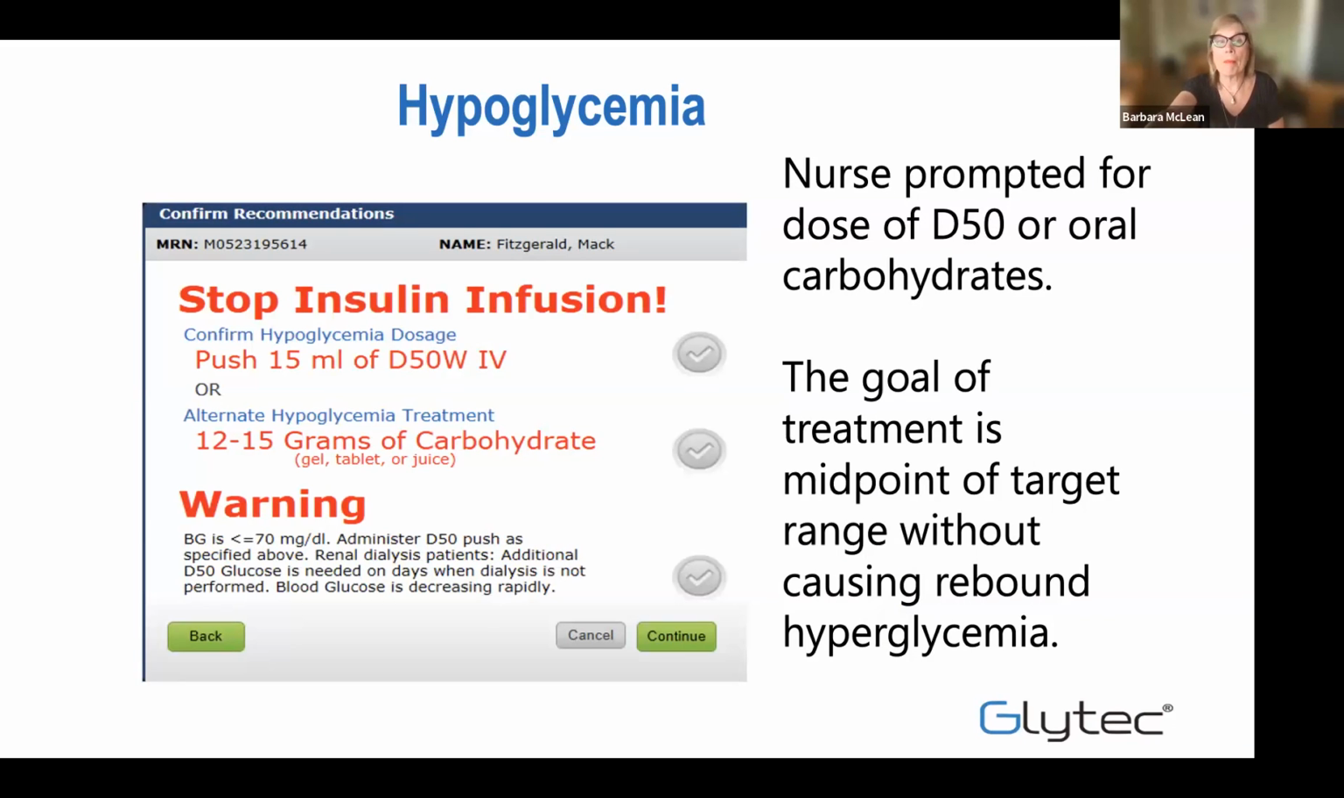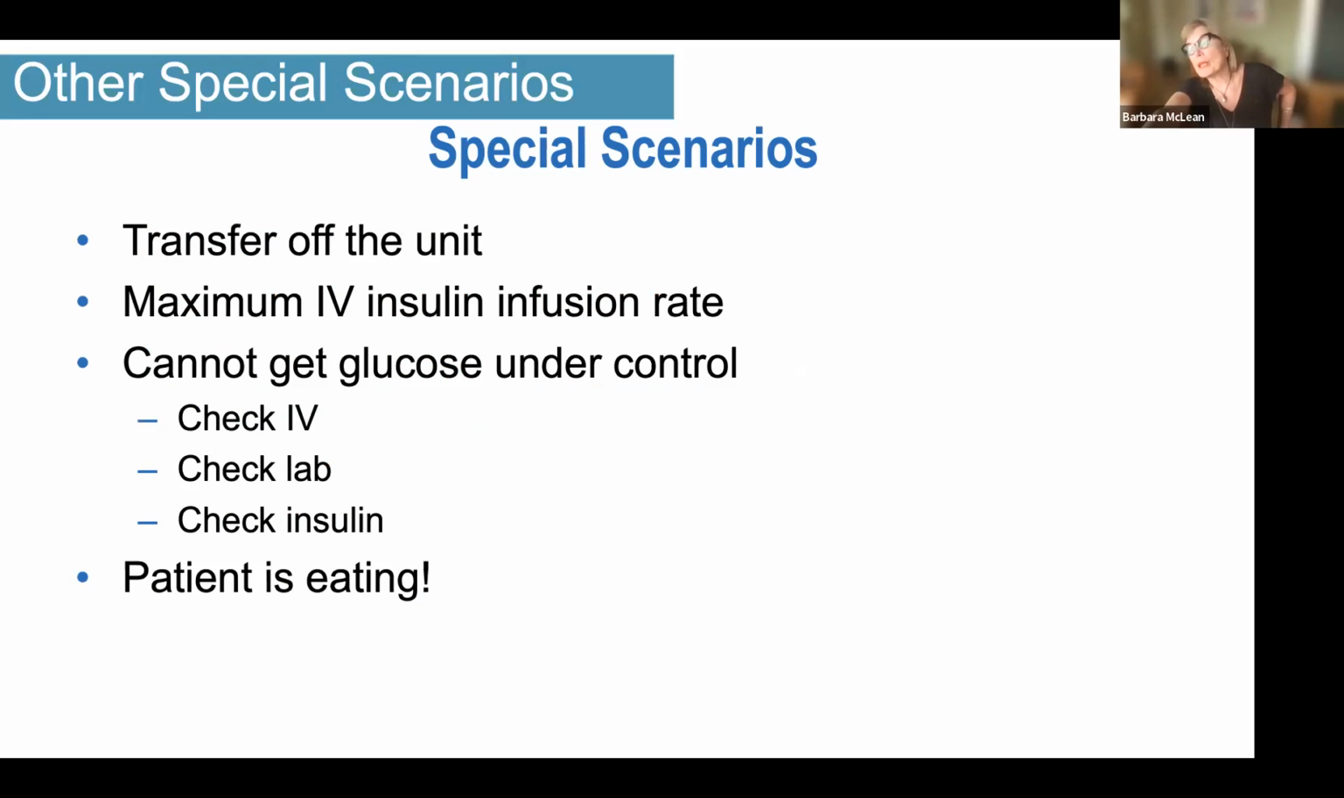Also remember that when patients become hypoglycemic, they will be told how much D50 to give to the patient. That D50 amount is calculated to get the patient's blood glucose above 80, typically to mid-range, but usually it's just above 80, at which point you will start back on insulin at a very low dose to prevent the smoking effect. So these are very special scenarios that we always want to think about.